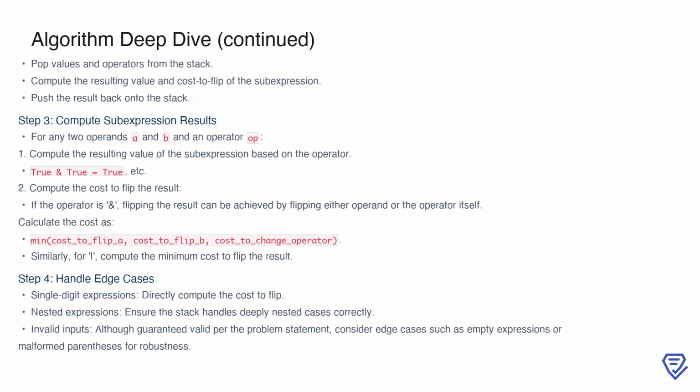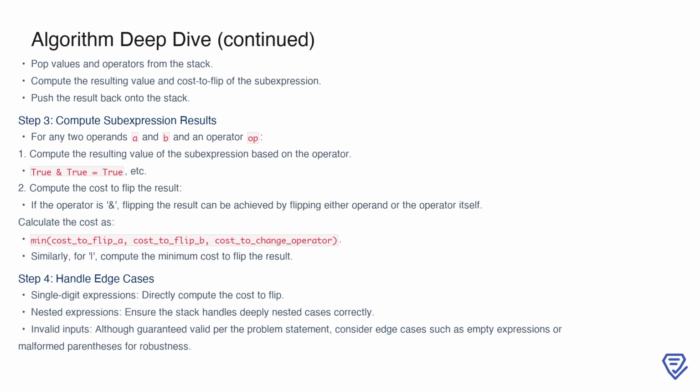Once we encounter a closing parenthesis, we pop values and operators from the stack to compute the result of the sub-expression. For any two operands and an operator, we calculate the Boolean value of the sub-expression and the cost to flip it. For example, using the operator AND, the result of combining two true operands is true, and the cost to flip this result involves the minimum of flipping either operand or the operator itself. Similarly, for the OR operator, we compute the result and determine the minimum cost to flip it. This ensures that for every sub-expression, we have both its Boolean value and the cost to change it.